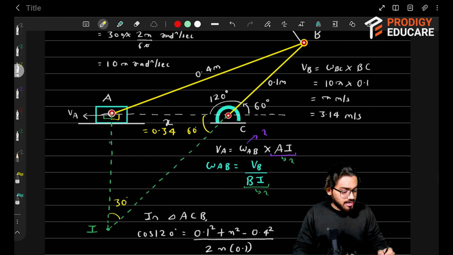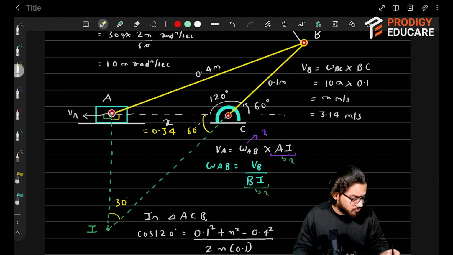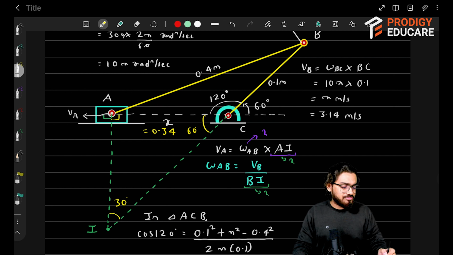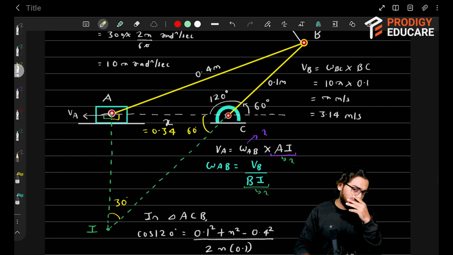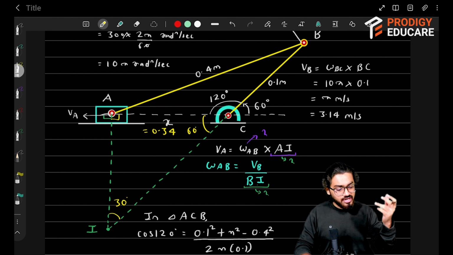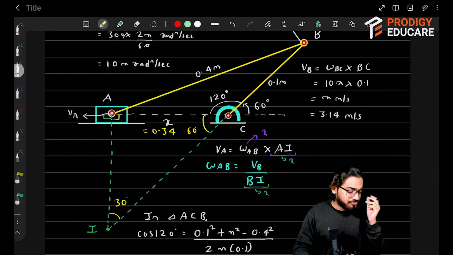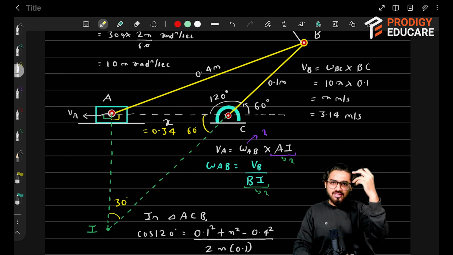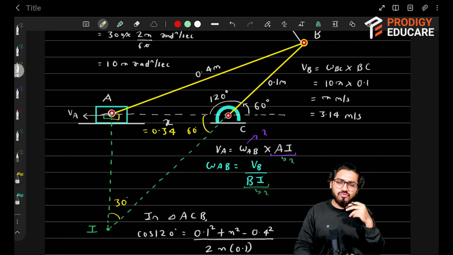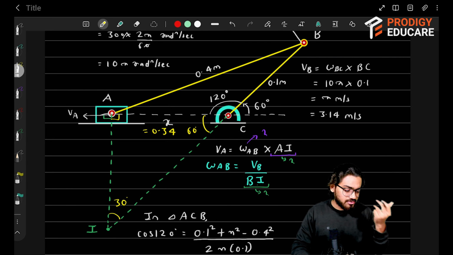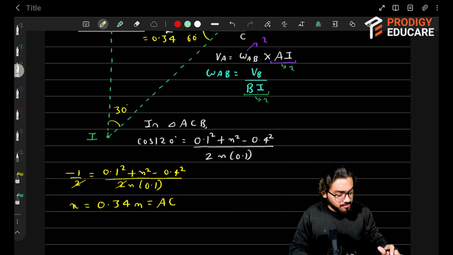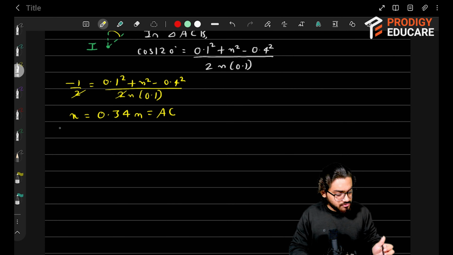So in this triangle AIC, we know the value of AC, which we already evaluated, which is nothing but 0.34. We need the value of AI and the value of CI. So we know all the angles and we know one particular side. In these situations, we apply the sine rule. First we applied the cosine rule in triangle ACB. Now I'll be applying the sine rule in triangle AIC. So how to apply this? A side divided by the sine of the angle opposite to that side, that ratio remains constant.